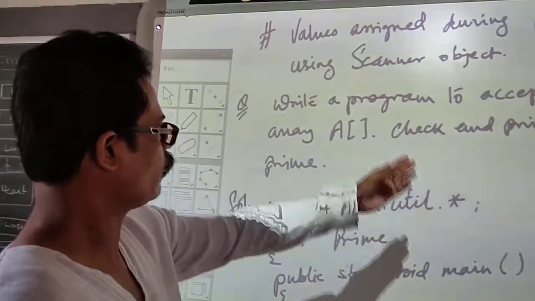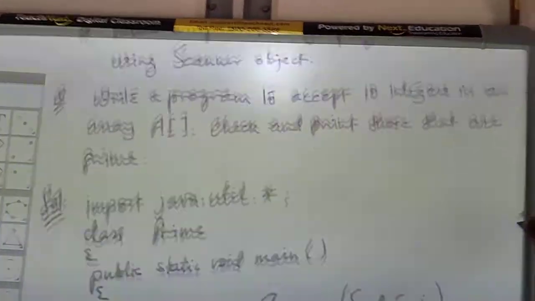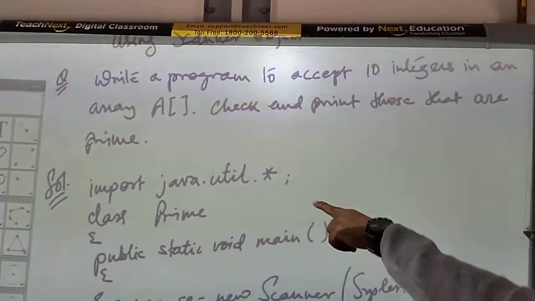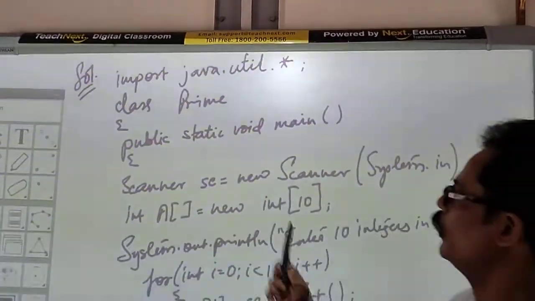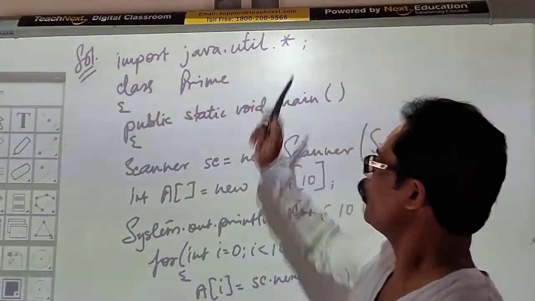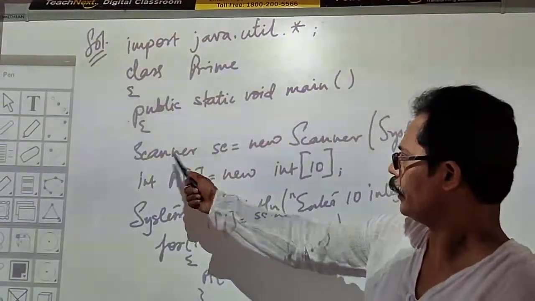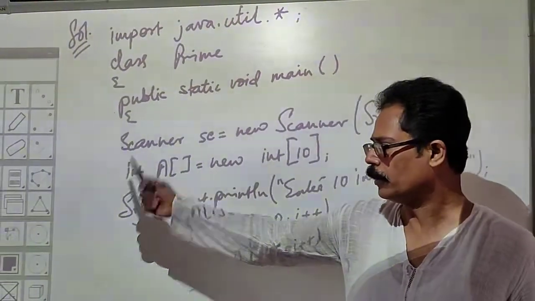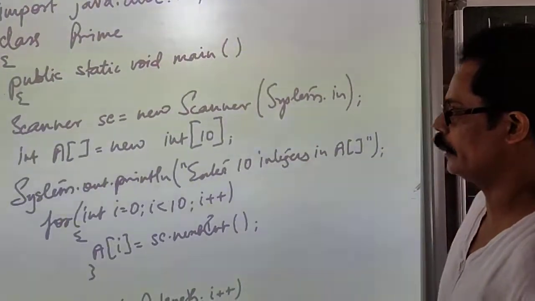So here the question remains the same. Write a program to accept 10 integers in an array called A, check and print those that are prime. So the same thing here. In this case, what we do is import java.util.*; class prime, public static void main, Scanner sc equals new Scanner(System.in). We create an object. Now here what happens? This is a dynamic initialization.